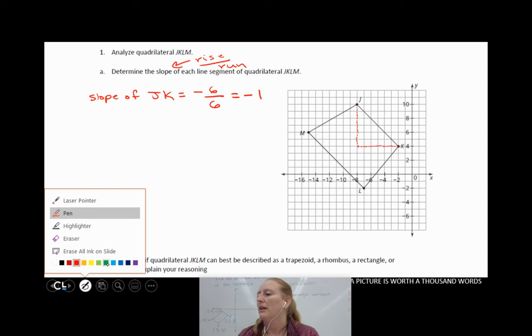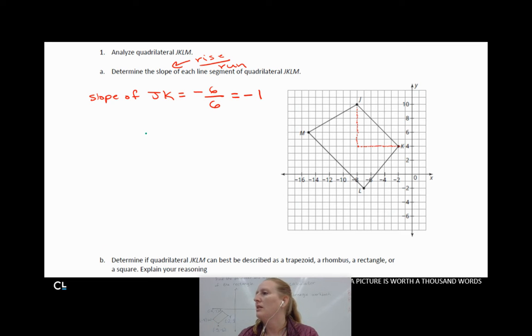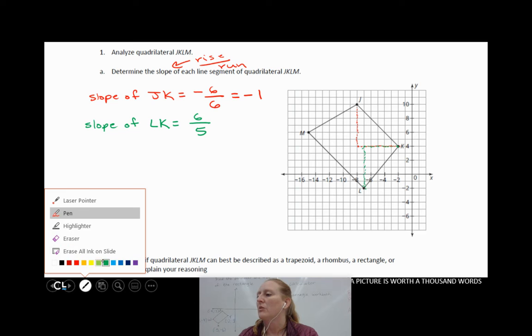Let's do another one. I'll grab another color here to help change it up a bit. And let's do the slope of LK. Again, rise over run. So it looks like I do go up this time. 1, 2, 3, 4, 5, 6 units up. That's my rise. And then I go to the right. 1, 2, 3, 4, 5. So it looks like my run is 5. So I went up 6 over 5. Great. I've got 2 more sides. We've got to find the slopes of all of them.